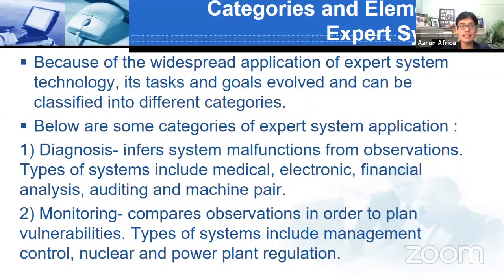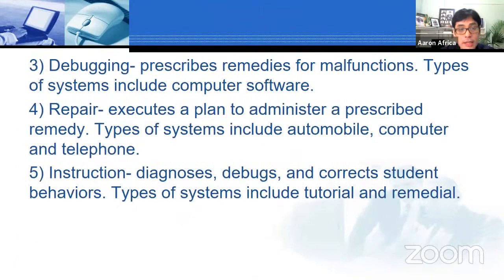Now, categories of expert system. There are several expert system categories because of its widespread use. Below are some of them. First is diagnostic. It infers system malfunction from observations. Types of systems include medical, electronic, financial analysis, auditing. Actually, medical alert systems are used for diagnosis. Monitoring compares observations in order to flag vulnerabilities. This type of system includes management control, for example, in nuclear power plant generation. Debugging is used to prescribe remedies for malfunctions. This type of system includes computer software repair, etc.